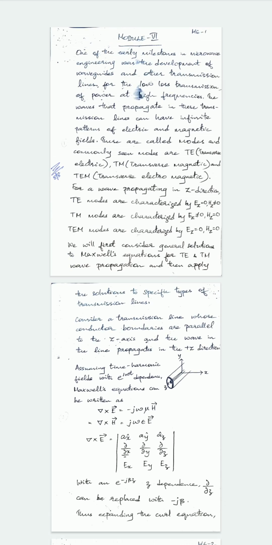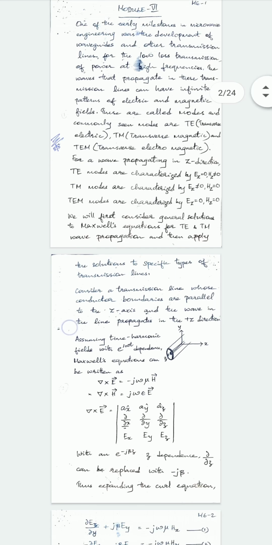For a wave propagating in the Z direction, TE modes are characterized by Ez equal to 0, Hz not equal to 0, and TM modes are Ez not equal to 0, Hz equal to 0. And in TEM mode, along the direction of propagation, Ez and Hz are equal to 0.